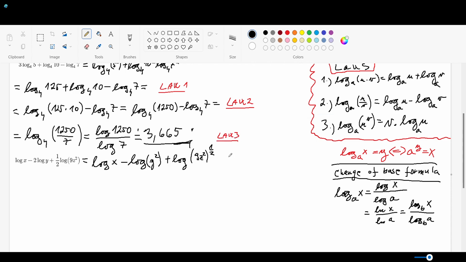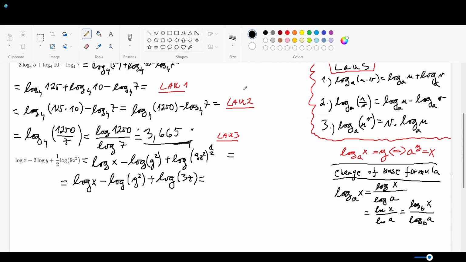The next step will be simplification, which means this is equal to log of x minus log of y squared plus log of 3z, because this is like the square root of the expression in the parentheses. The square root of 9 is 3 and the square root of z squared is simply z.